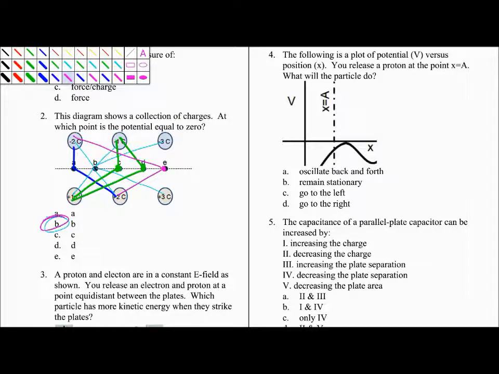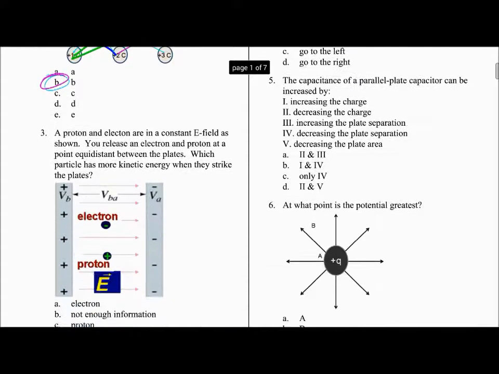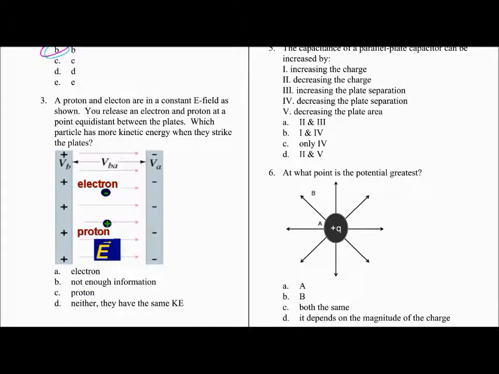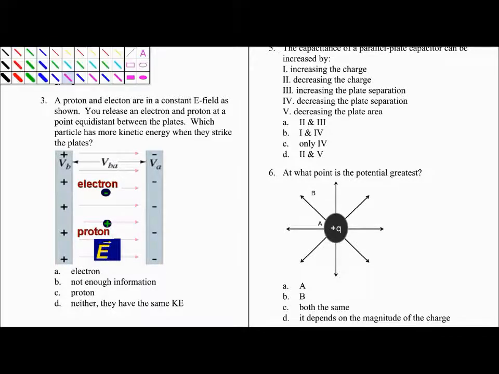Proton, an electron in a constant electric field is shown. You release an electron and proton at a point equidistant between the plates. Which particle has more kinetic energy when they cross the plates? All right, well, they're both going to experience the same change in potential, and they both have the same charge. And I know that this energy is equal to Q times delta V. So they're both going to have the same kinetic energy. So D is the right answer.